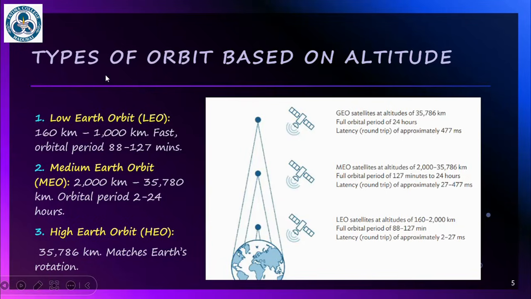By altitude, we have LEO, roughly from 160 km to about 1000 km in this slide, and commonly considered up to 2000 km. These satellites move fast, completing an orbit in roughly 88 to 127 minutes, or about 90 minutes. MEO is from around 2000 km up to about 35,780 km, with orbital periods from about 2 to 24 hours. And HEO, where an important special case is geosynchronous altitude, about 35,786 km, where the satellite's orbital period matches Earth rotation.